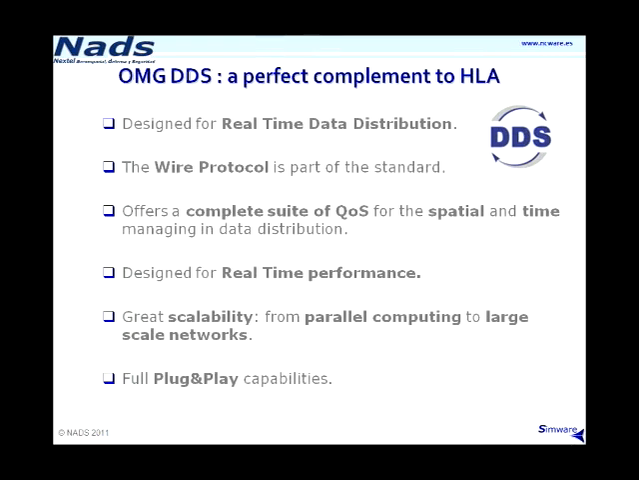DDS has been designed for real-time data distribution. All its orientation is towards transporting data in a predictable way. To do that, it has a complete suite of quality of services that allow full control of data distribution or even of local resource usage. DDS is a long-term established standard that includes an interoperability layer called the DSI that all the vendors of DDS comply with. The protocol has been designed for real-time performance, so performance, low latencies, and low overheads are guaranteed.